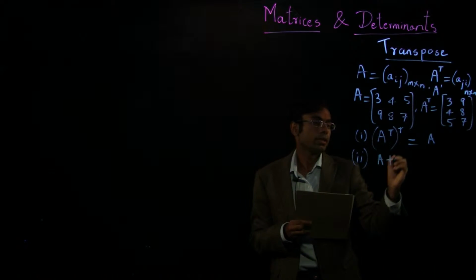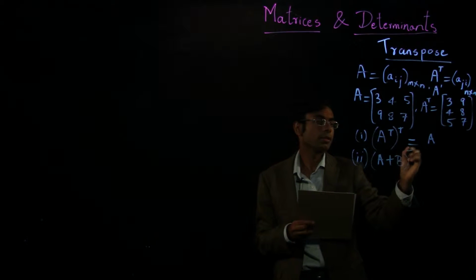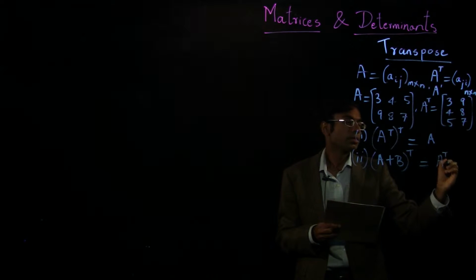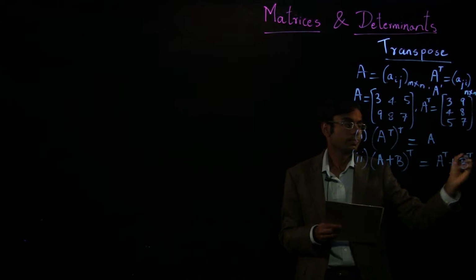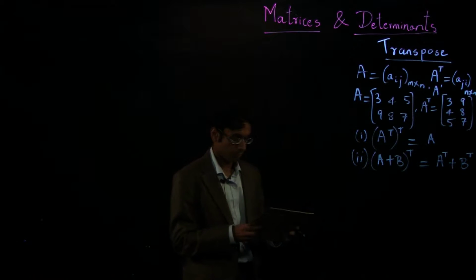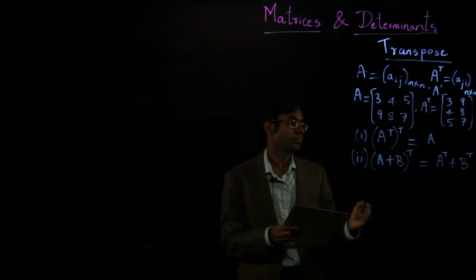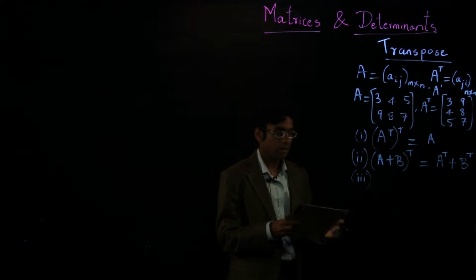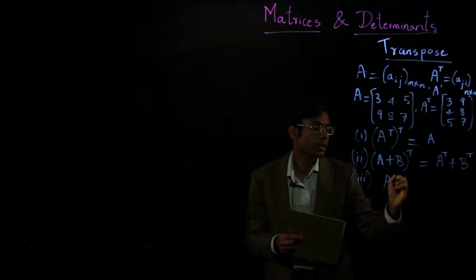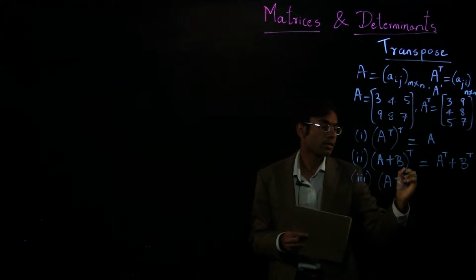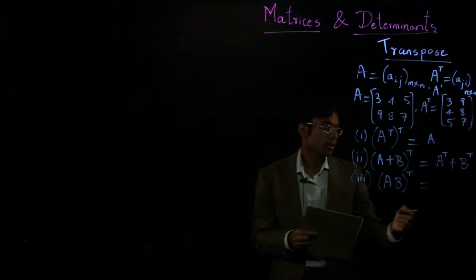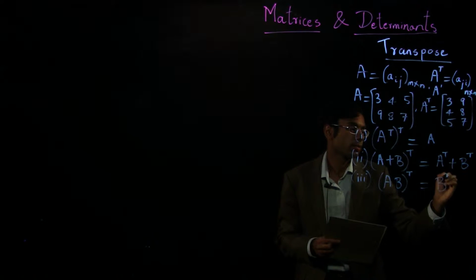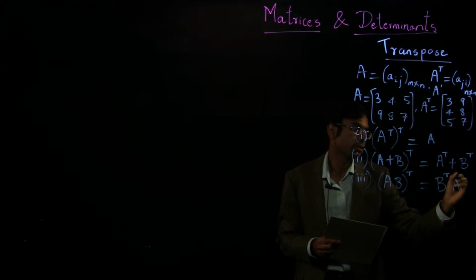if you have an addition of matrices, so (A plus B) transpose, you can do A transpose plus B transpose. Third property, if you have a product of two matrices, (AB) transpose, the order of the multiplication becomes flipped in the transpose product. So it's B transpose, A transpose.